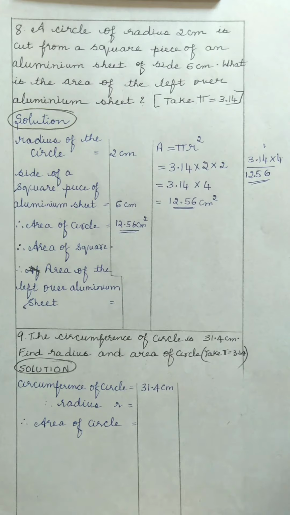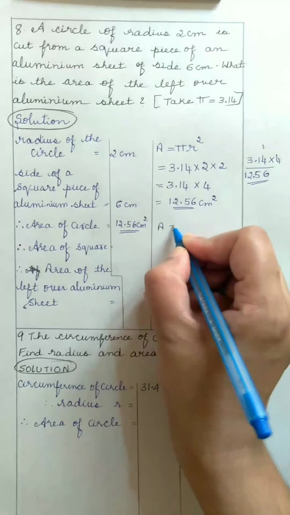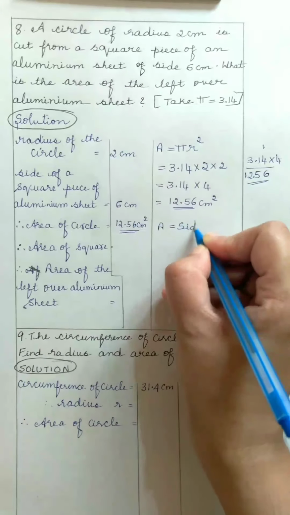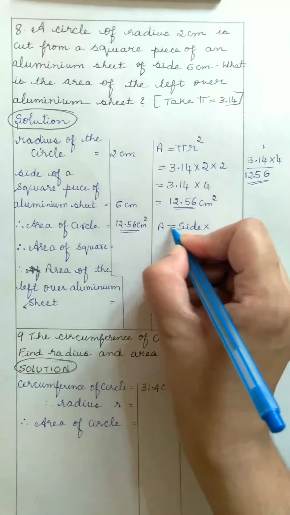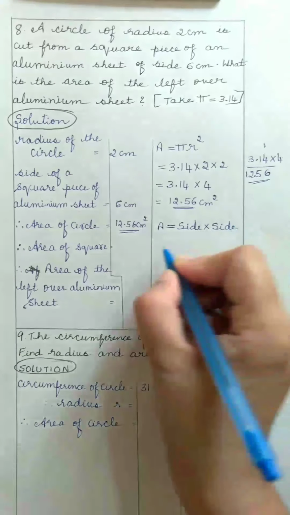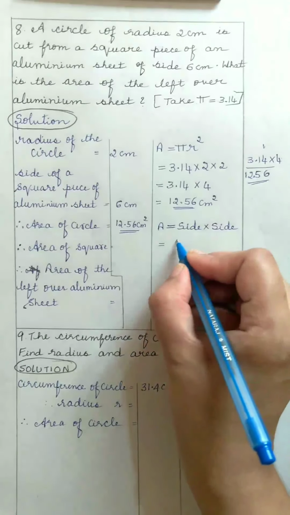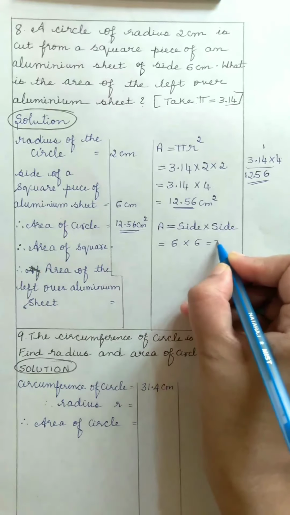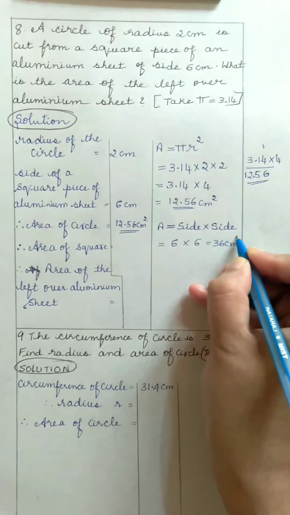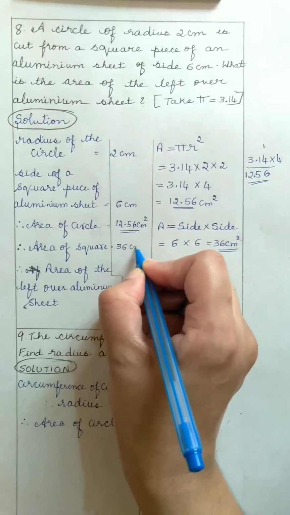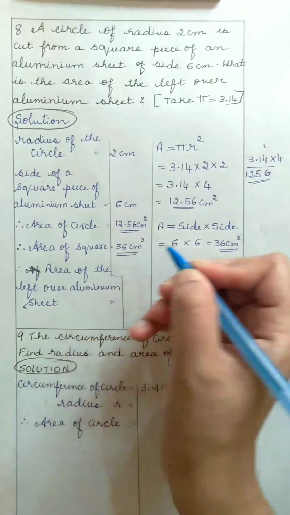Now we need to find the area of the square, that is the area of the aluminium sheet which is in the form of a square. The formula used to find the area of a square is area equals side into side. The side measurement is given as 6 centimeter. Therefore, 6 into 6, 6 sixes are 36 centimeter square. Therefore, the area of the square, that is the area of the aluminium sheet, is equal to 36 centimeter square.